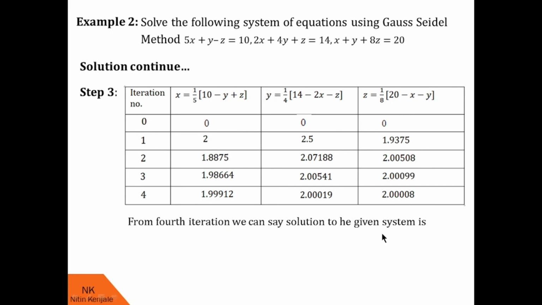So after iteration number 4, we say solution to the given system of equation is approximately x is equal to 2, y is equal to 2 and z is equal to 2. For more accuracy, you can take more iterations in your solution. You can pause the video and try substituting these values of x, y, z into this equation and check whether these equations are getting satisfied or not.